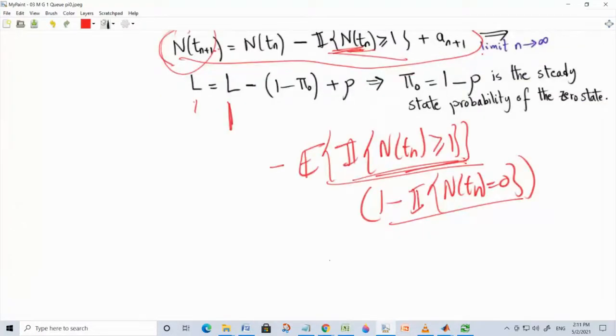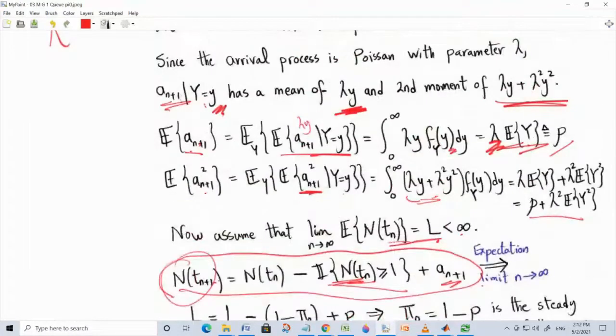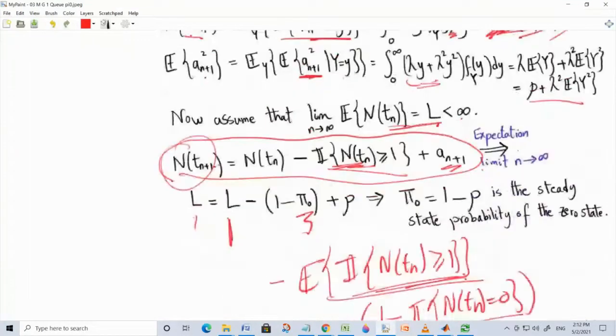And so this will give us minus one. Then you have the expectation of the indicator that N(tn) is equal to 0. This gives the probability that N(tn) is equal to 0, which is the probability that the queueing system is empty, so this is pi 0. And the expectation of this other term is already computed, so it is this quantity rho, which is given by lambda multiplied by the average service time. And so we get the result that pi 0 is equal to 1 minus rho.